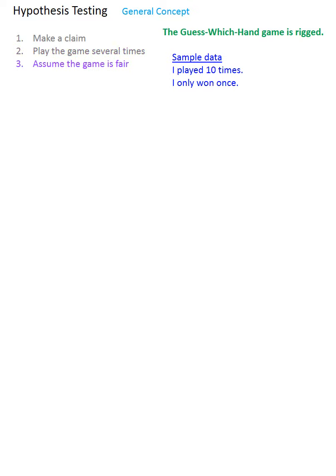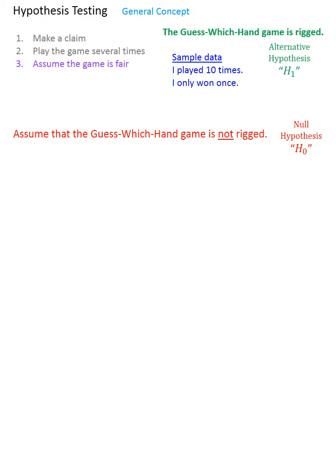The third thing we do in hypothesis testing, in this context anyways, is I was going to assume that the game is fair. Now keep in mind, I'm thinking this game isn't fair, it's rigged, but to prove the point, I'm going to assume the opposite, that the game is not rigged. In statistics, we call this the null hypothesis. It's the opposing statement to what it is that you're trying to prove. The alternative hypothesis is the statistical name for what it is we are trying to prove.